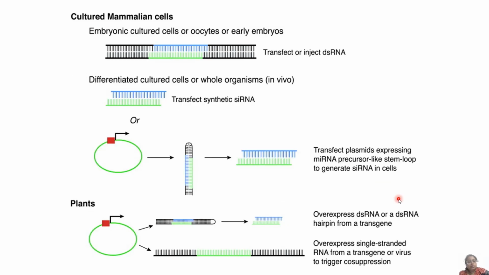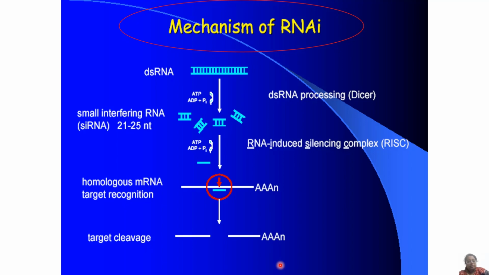Okay, so cultured cells are taken, dsRNA is transfected or put inside the cells. Okay, and then the transfected plasmid is expressed as an mRNA precursor like a stem loop. So the overexpression of dsRNA happens from the transgene to trigger cross suppression. Okay, so dsRNA is processed into interfering RNA, the RNA-induced silencing complex, homologous mRNA target recognition, and target cleavage.